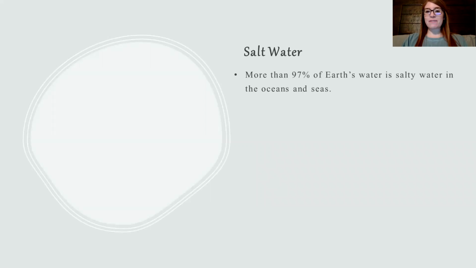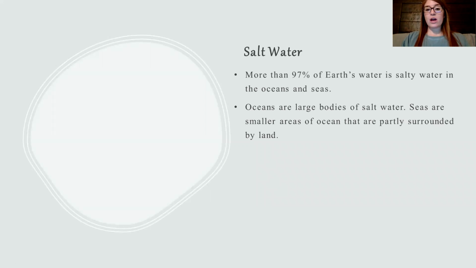All right, let's talk about salt water first. So more than 97% of Earth's water is salty water in the oceans and in the seas. Oceans are large bodies of salt water, and seas are smaller areas of ocean that are partly surrounded by land. So it's still salt water, it's just smaller, and it's usually surrounded by land. Oceans, we know, are much bigger.